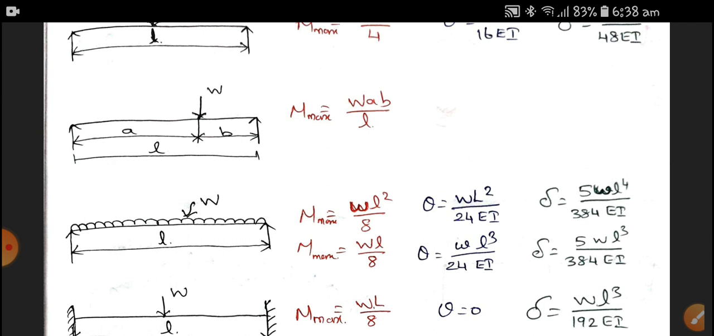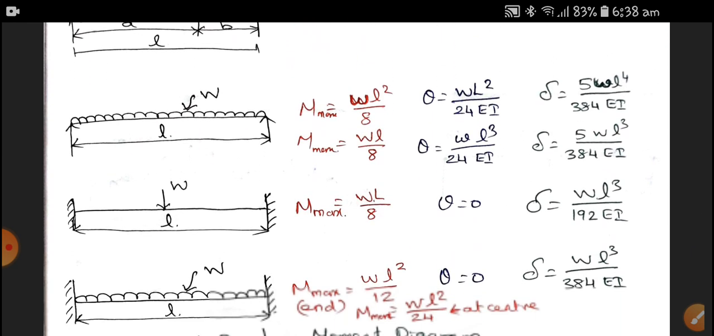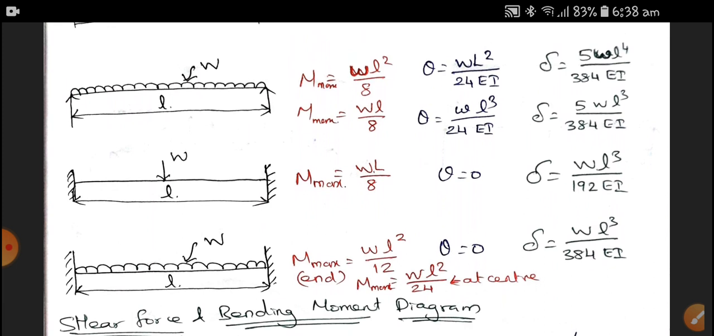Whereas instead of small w, if we use capital W by L, M max is equal to WL by 8 and theta is equal to WL square divided by 24 EI and delta is equal to 5 by 384 WL cube divided by EI. Okay, the next one is the fixed beam. For the fixed beam carrying a point load at the center, the maximum bending moment is equal to WL by 8. Here I would like to quote an interesting thing.